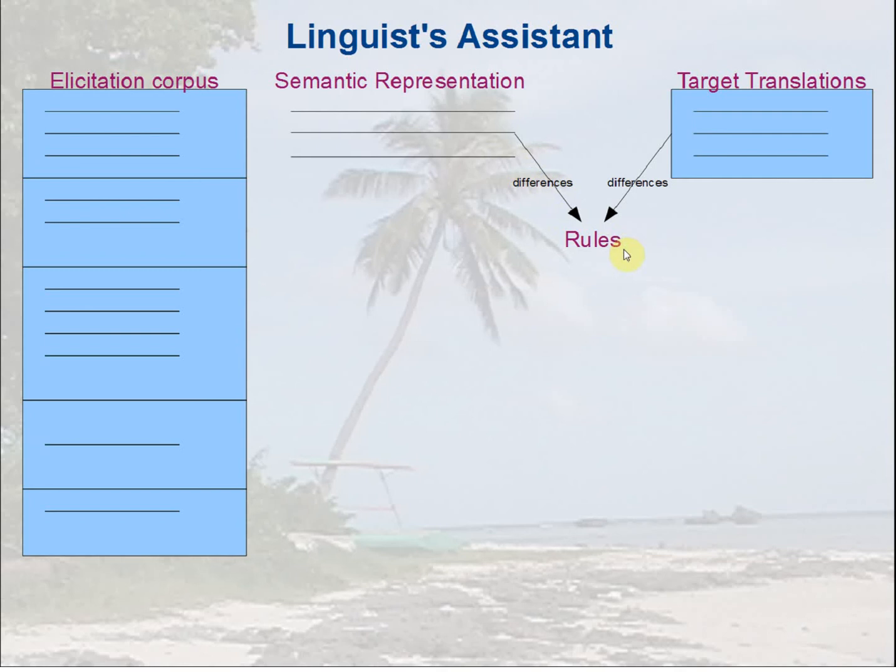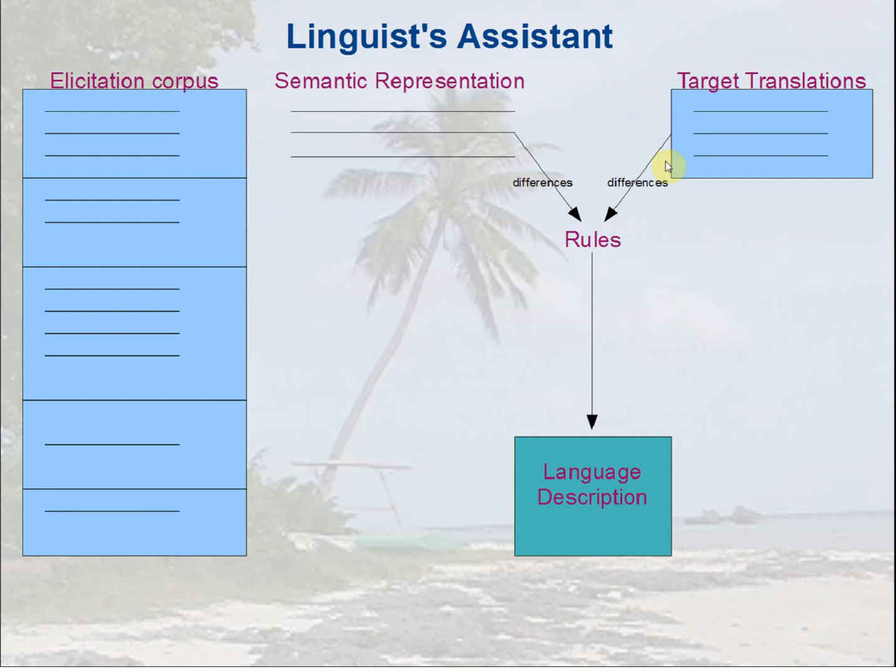And that really basically is the basis behind what we're doing. We have this elicitation corpus. We go through each one of these sets. We come up with these rules. We create a language description. Now, we're still several years away from being able to do that in a way that's fully automatic.